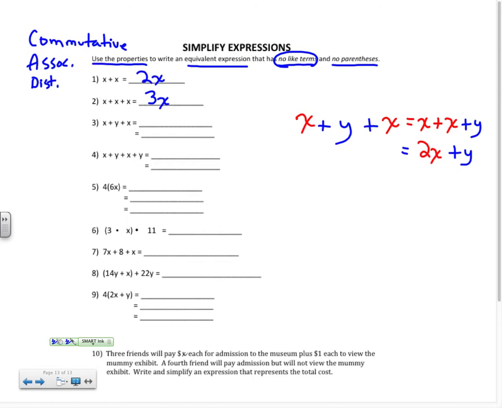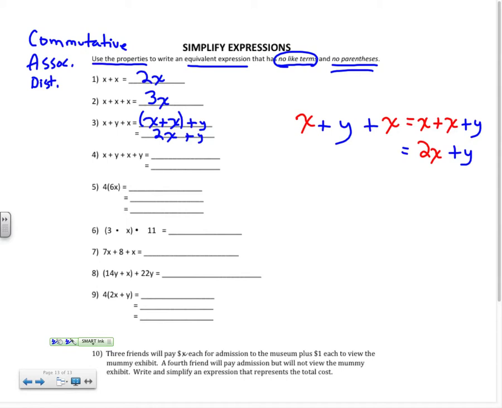So again, I'll write it up here. I put my x's together. I just moved them. I used the commutative property, and I put the y on the outside. Now I can combine these two x's. It says no parentheses. In my final answer, I'm going to call that 2x plus y.